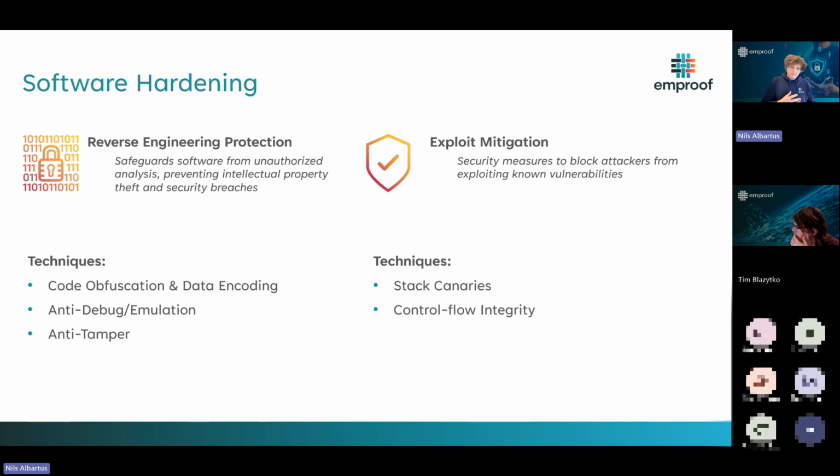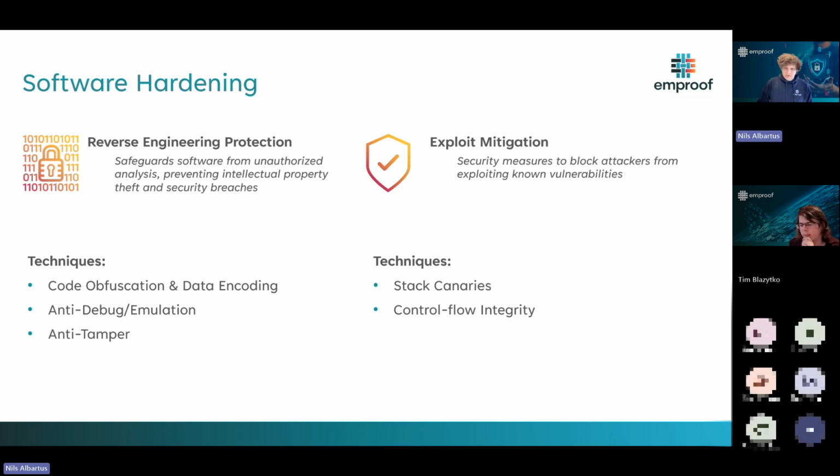But anti-tamper measures are also important to ensure that the binary has not been patched or modified. So for example, someone simply removed the license check, so we need to insert measures that ensure that the binary has not been tampered with.